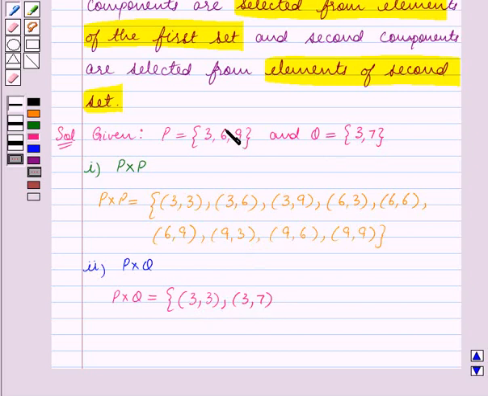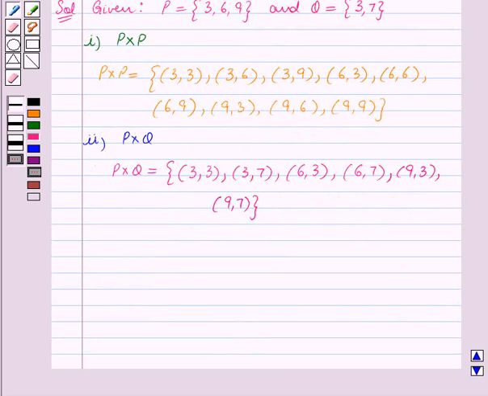Next, we will fix the first component as 6 and pair it with the elements of set Q. So we get the ordered pair 6, 3 and the ordered pair 6, 7. Now fixing the first component as 9 and pairing it with the elements of set Q, we get the ordered pairs 9, 3 and the ordered pair 9, 7. So in this way we have found P cross Q, which is our answer for the second part.